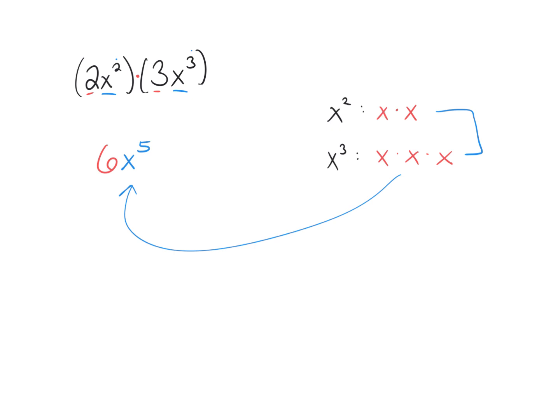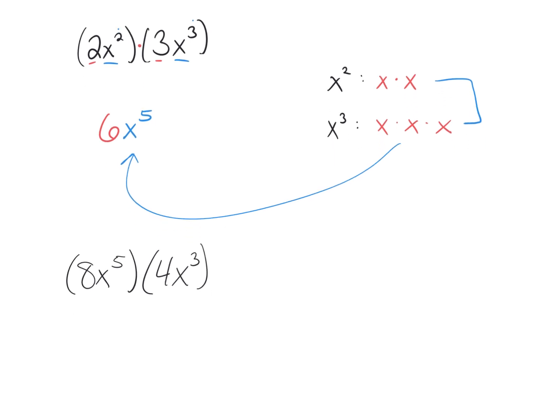Okay, let's try another one. If I do 8x to the fifth times 4x to the third, what do I get when I multiply those together? 8 times 4 is 32, and then x to the fifth times x to the third. I keep the base, and I add the exponents. So 5 plus 3 gives us 8.